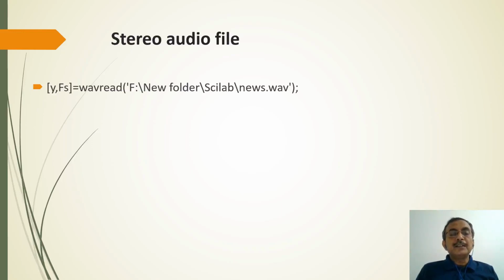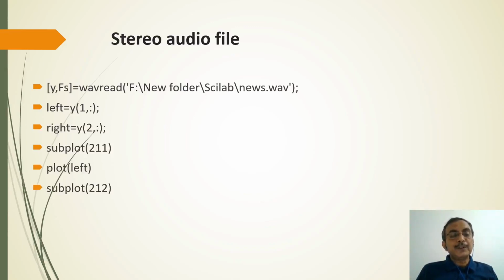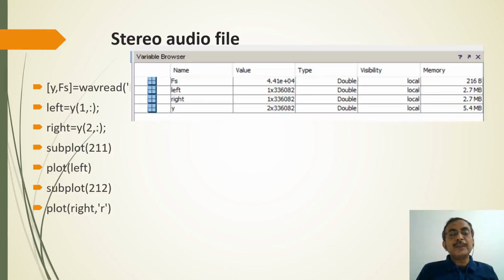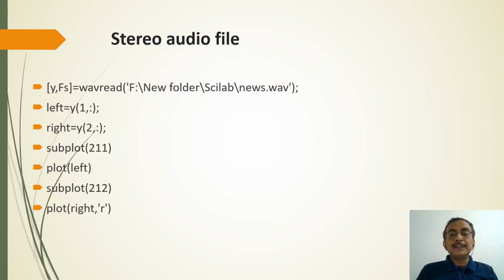That means the audio file will have two channels, the left channel and the right channel, as was the case in the case of BBC News that we were having in the previous slide. We can extract the left channel and the right channel in this particular fashion, and then plot the two waveforms of left and right channel. Of course, the two plots will not be very much different. We can look at the variable browser and see that the left channel and the right channel have the same number of samples, and the sampling frequency is 44.1 kilohertz.